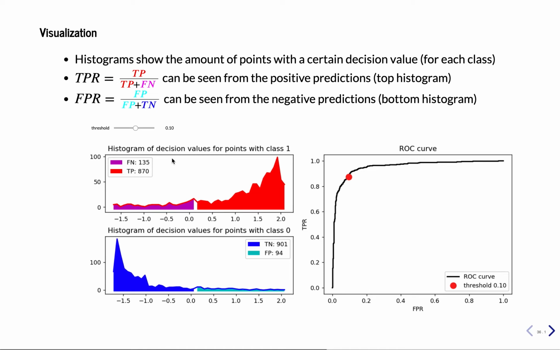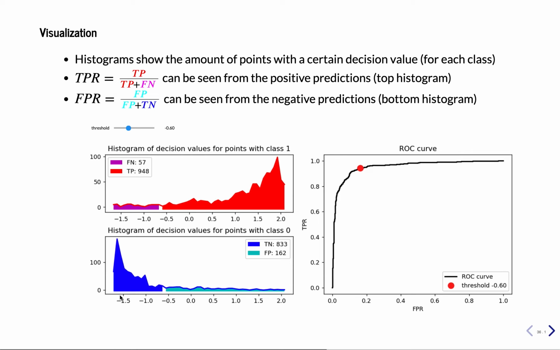If I want this to increase, I can do that by lowering the threshold. I can lower the threshold, and this would mean that I get more true positives and fewer false negatives. Right? So my true positive rate goes up. This comes at the cost of more false positives. Right? So here I have the false positive rate.